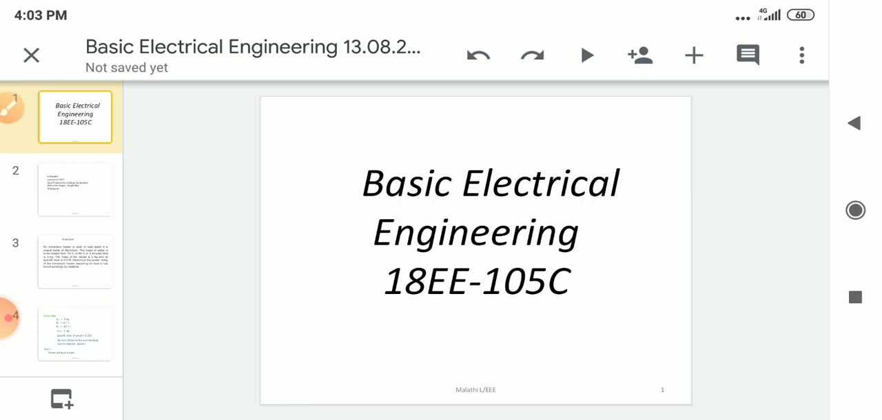Basic Electrical Engineering. In this we are in the third chapter, that is work, power and energy and heating effects of electric current.